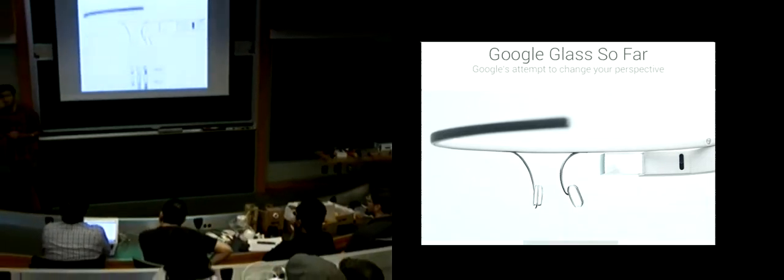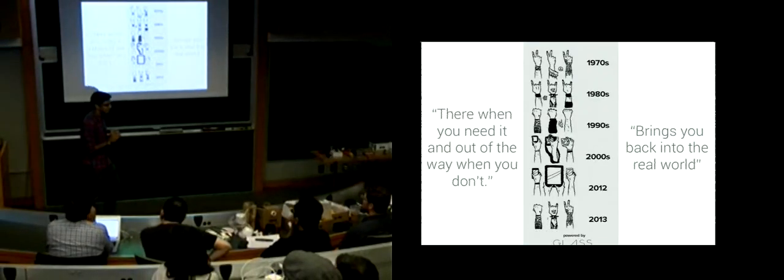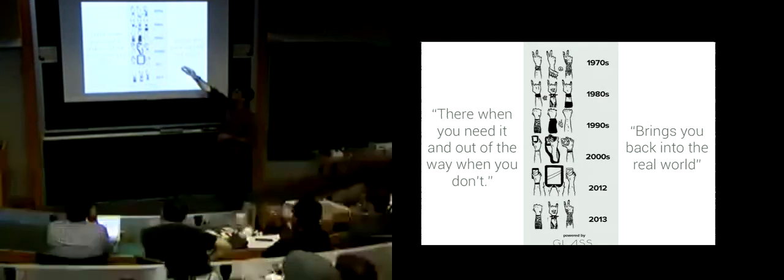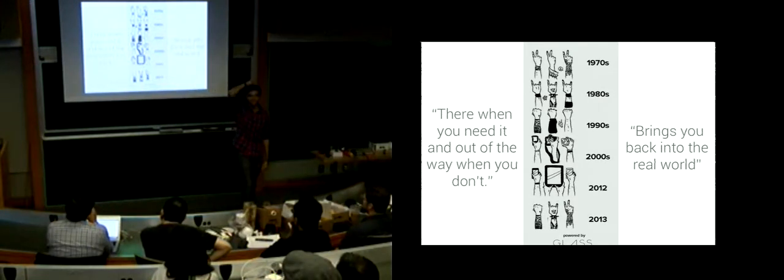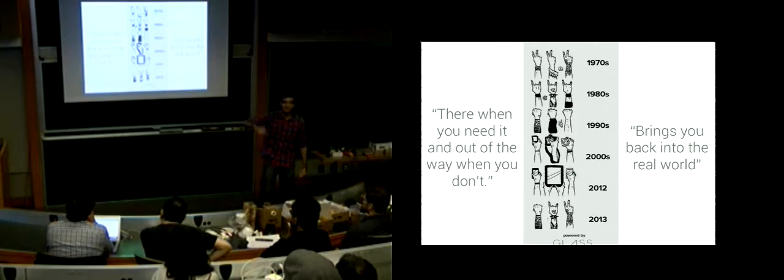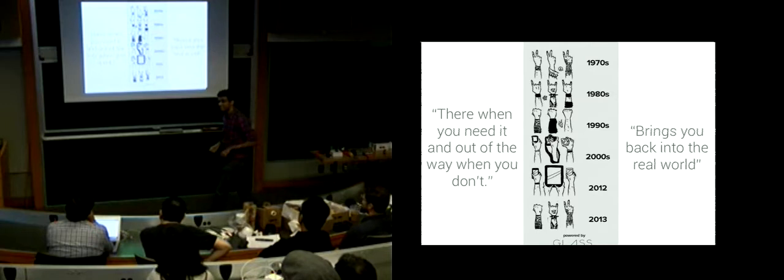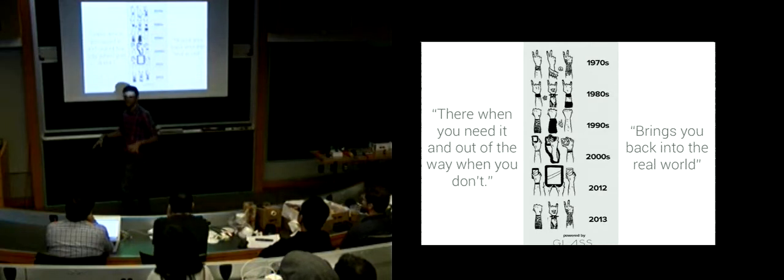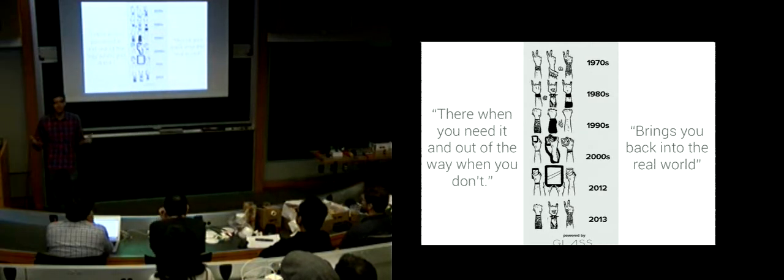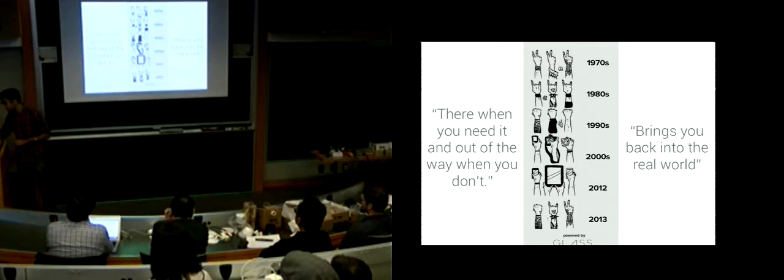So, here's a little graphic. They have two main principles with Google Glass. One, it's there when you need it, and it's out of your way when you don't. And second, it brings you back into the real world. They have this really cool graphic right here talking about how people interact at concerts. 1970s, we got peace signs. 2000s, we got cameras. 2012, we have iPads up at concerts, right? In 2013, our hands are finally free again. Why? Because the device is part of our body. And that's what they're trying to do with Google Glass.